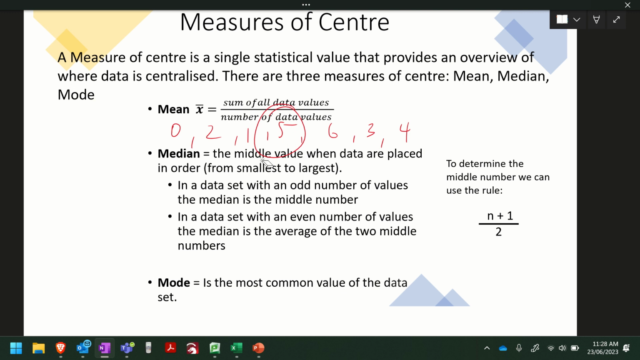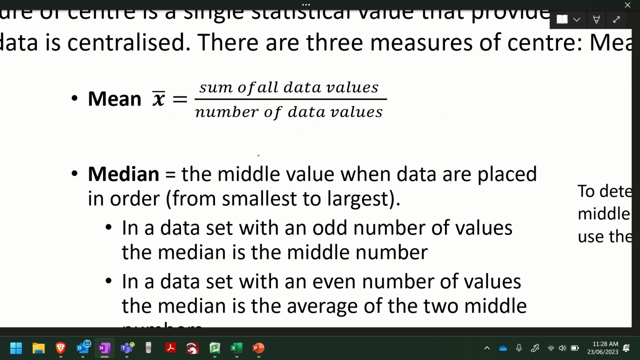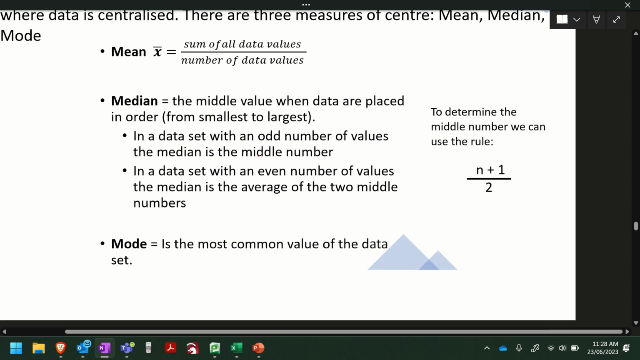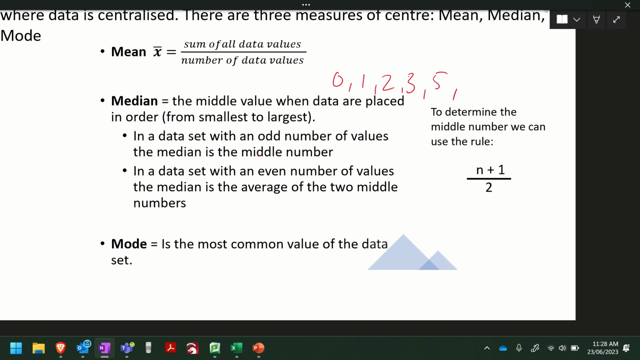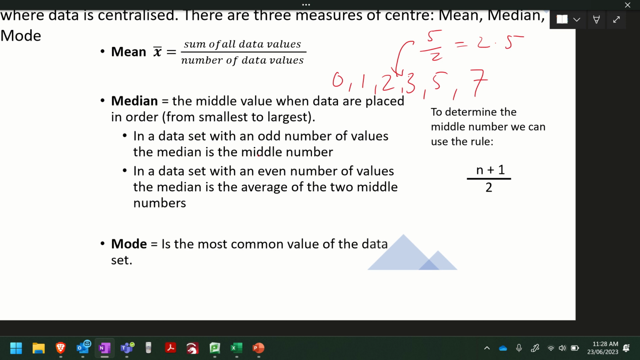So please do not look at a data set that's not been ordered yet and say, yep, the median is the middle, which is right there. Not correct. So you put it in numerical order first. Also, we'll talk about what it means if you have, for example, 0, 1, 2, 3, 5, and then 1, 2, 3, 4, and then maybe 7. If your median falls in between two numbers, 2 and 3, how do you find the middle number there? What you've got to do is add them together. So 2 plus 3 is 5, and then divide it by 2, which equals 2.5. So that means the median is right there in the middle, 2.5, between 2 and 3.